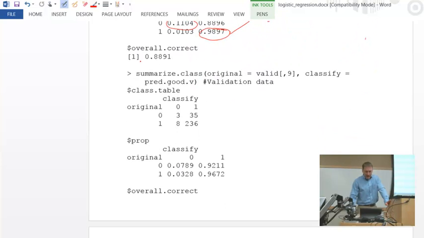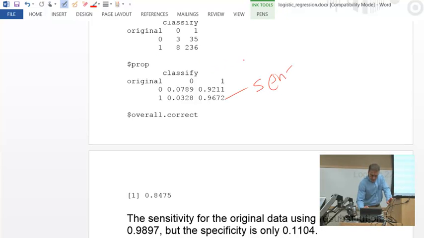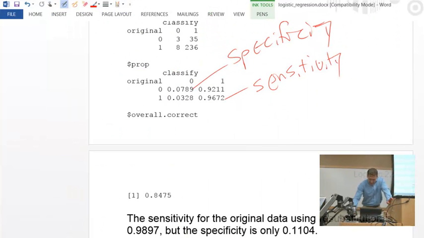Let's look at the validation data set then. So I use summarize.class again. My original or my observed classifications or observed successes and failures are in the 9th column of the valid data set. And then my classifications were calculated and put into pred.good.v. And this is what I get. My sensitivity is now about 97%. My specificity is about 8%. My overall correct classification rate is about 85%. So what we're seeing here is somewhat actually similar results to what we were getting in the past.